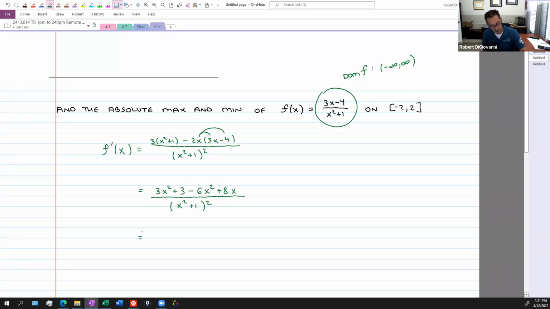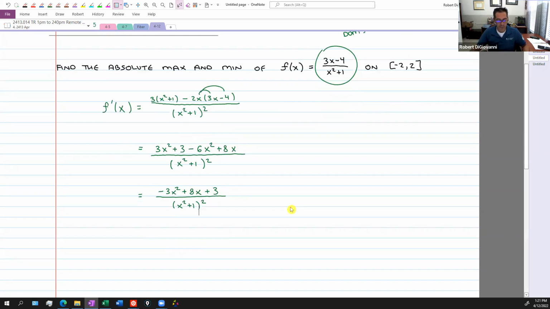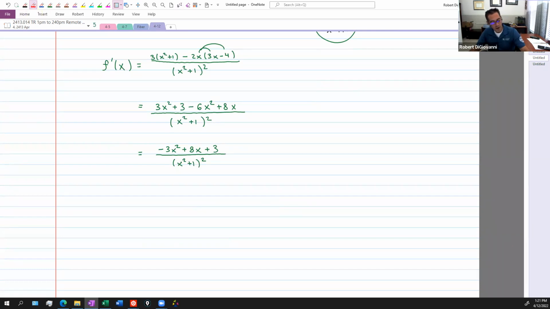Okay, let me get my x squared terms first: -3x squared, and then I have plus 8x plus 3, all over my x squared plus 1, squared. There's my nice cleaned up derivative, right? Nice and cleaned up. Let me figure out where that derivative is 0.